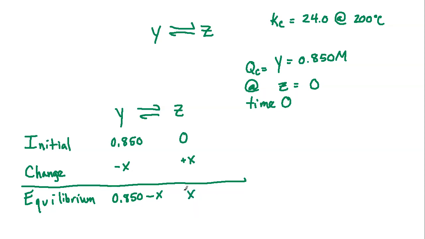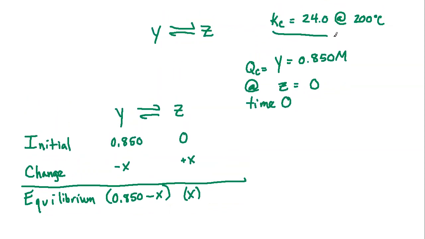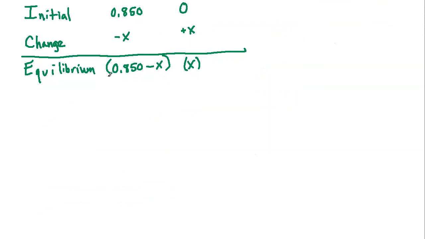So that is the setup for the, you can call it an ice table, an ice box, an ice equation, whatever you want. But it is very important that you get in a habit of learning how to set up these ice tables. Now, once I have this, the next step is to actually start utilizing Kc and set up the equilibrium in relation to the values that I just put here at equilibrium. So now Kc is going to be equal to, let's just state it at first in the general sense, Z, because Z was the product, over Y.